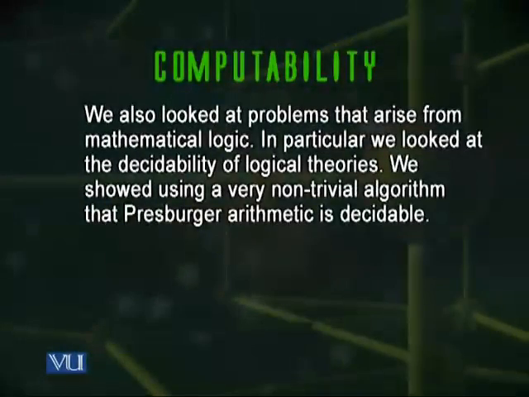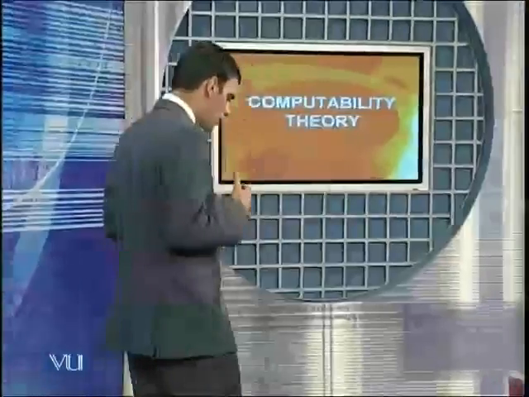After that, we also looked at problems that arise from mathematical logic. Mathematical logic is one of the most important branches of mathematics. In mathematical logic, we study what is a proof, what is an axiom, what is a statement, how we do mathematics, and what constitutes a well-defined structure, and how do we write down mathematical statements, how do we analyze them. It's one of the foundational branches of mathematics.